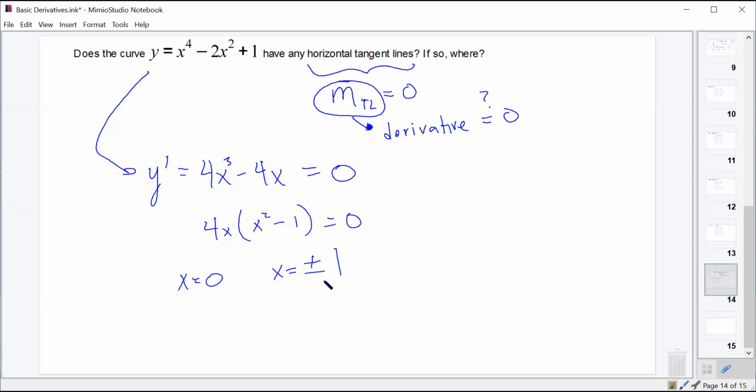Could we find the actual equations of those tangent lines? In order to find the equation of a line, what do you need? You need 2 things. Point and slope. You need a point and a slope. Well, the slope is going to be 0, right? Which means these are just horizontal lines, like we said before, which means instead of a full point, we just need a y value, right?